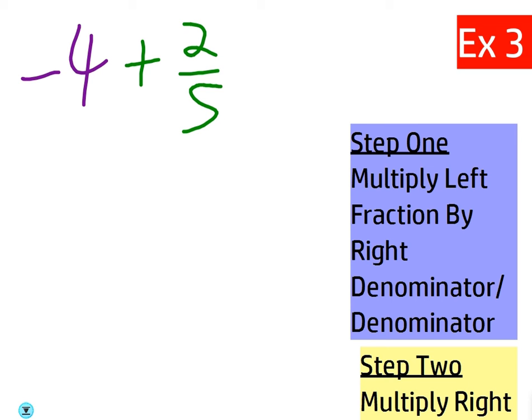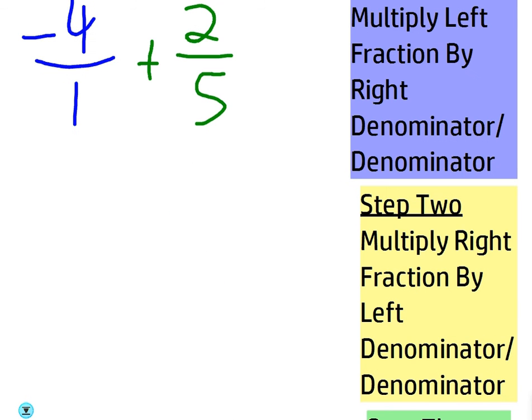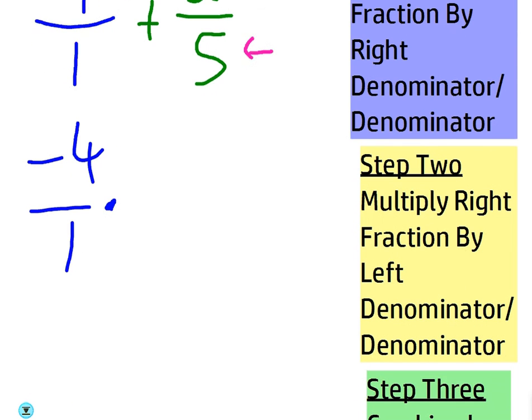So what were you going to say? You just add the 4 by the top? Once you put -4 over 1? Yeah. Yes, -4. So if you have a whole number or an integer, you need to write it over 1. Okay, so when we do that, -4 over 1 times what? The right denominator. Yeah, the right denominator is 5, so we're going to multiply it by 5 over 5.